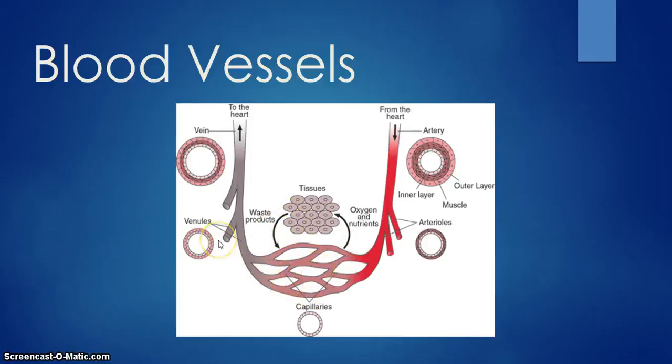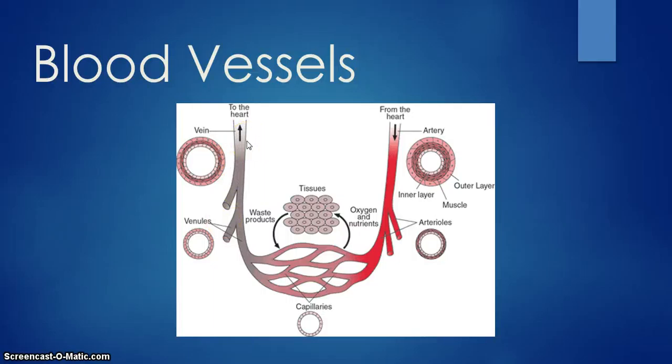The next one is venules. So blood from the capillaries flows into very small veins called venules, then into veins that lead back to the heart. Venules are extremely small vessels that transport blood from the capillaries to the veins. Lots of venules bunched together form a vein. The function of the venules is to drain blood from the capillaries and return it back to the heart. So basically, lots of venules that are bunched together will form one vein.